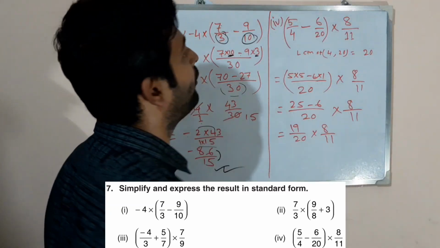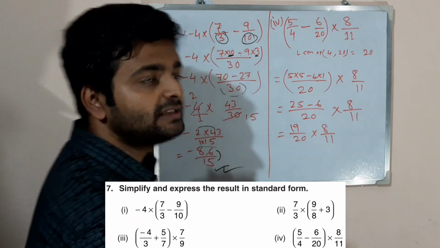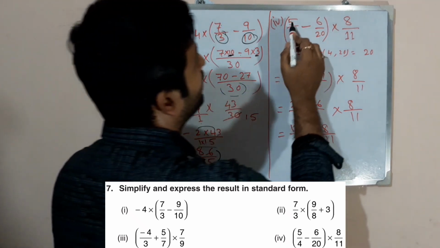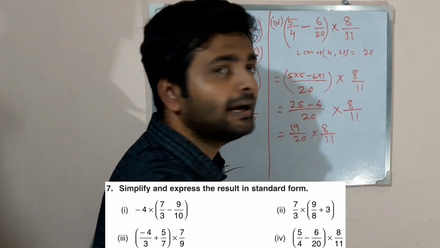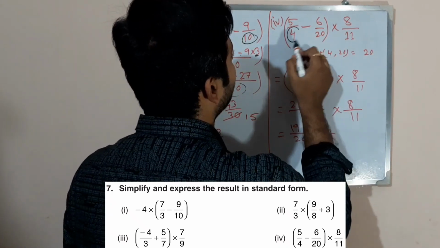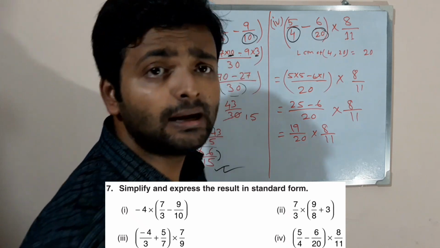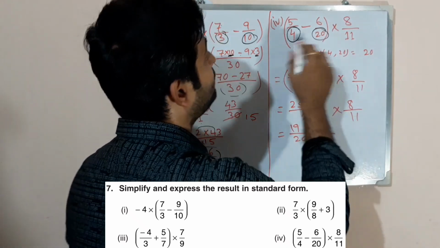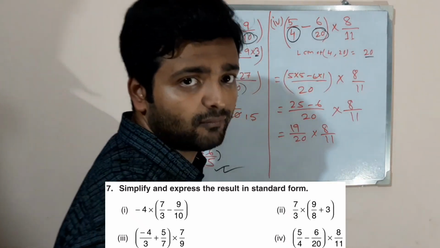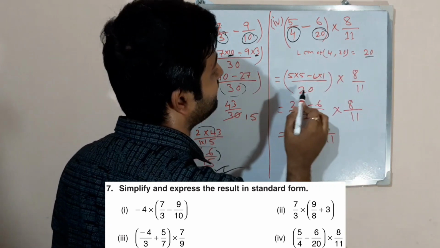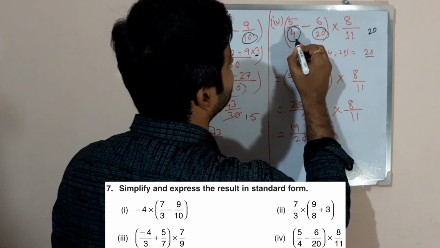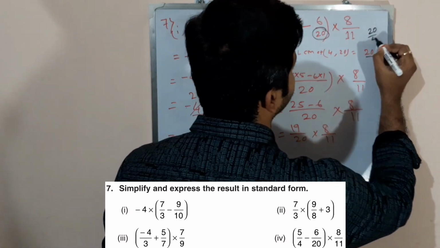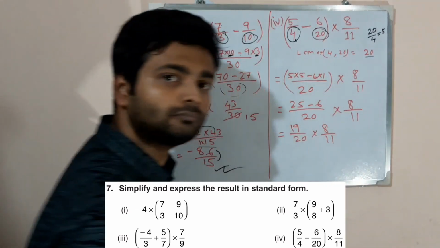Next is question number 4. Again you have to simplify this, same like this. So minus 5 by 4 minus 6 by 20 within bracket into 8 by 11. So first what to do? You have to find the LCM of 4 and 20. If you do the LCM, you will get 20 itself. So 20 is the LCM, means you have to write the 20 over there. Now tell me, 20 divided by the first denominator, that is 4, you will get 5.